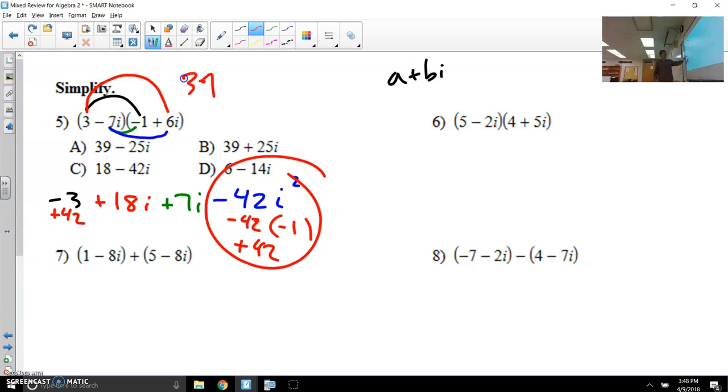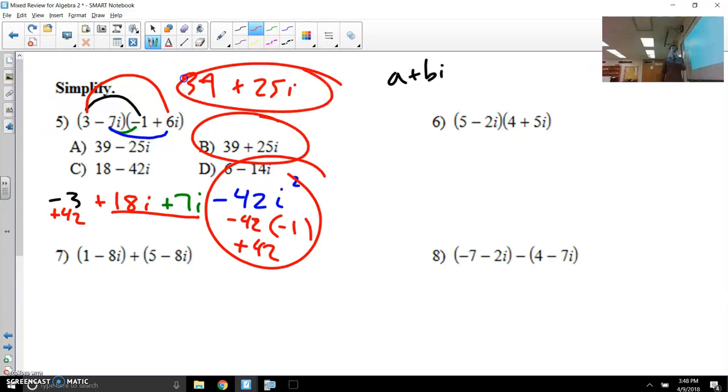And if you put 18i plus 7i together, those are like terms, there's where you're getting the 25 from. So that should be 39 plus 25i. That should be B. So let's walk through another one. I do expect that to be something you'll need to know. So let's talk about it.